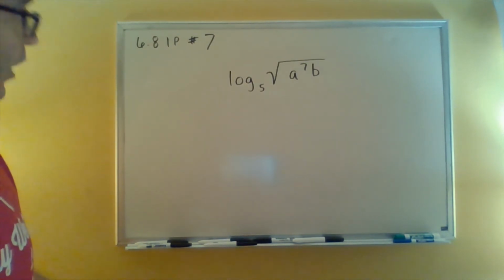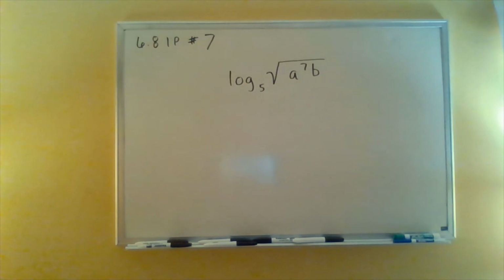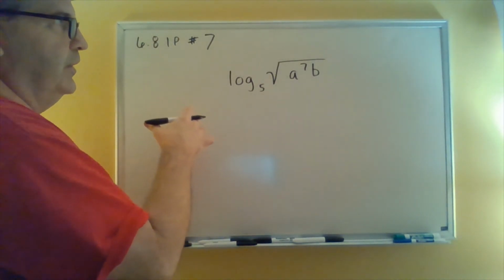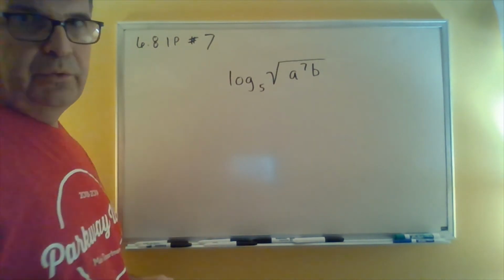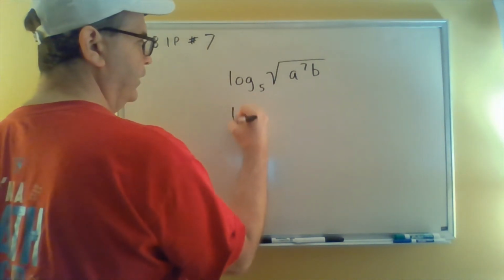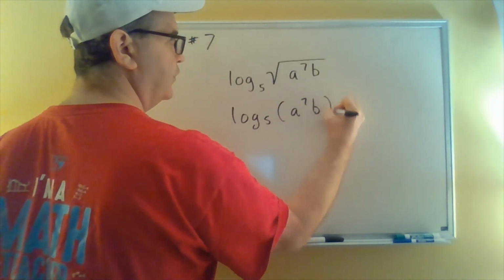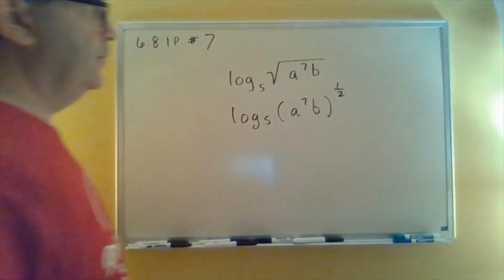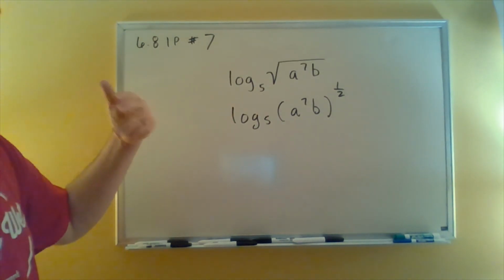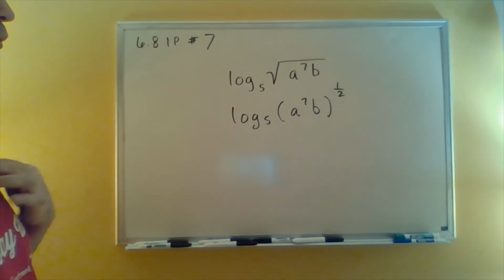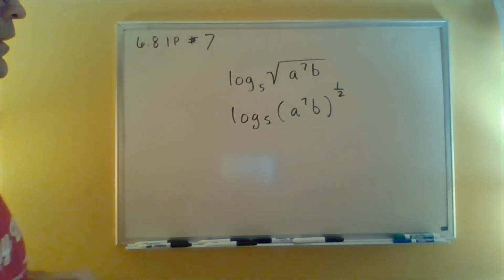Okay, so here is problem number 7. We're dealing with log base 5 of the square root of a to the 7th times b. So we have to go back to earlier algebra days and remember that when we're taking the square root of an expression, we're really going to be raising that expression to the fractional exponent of 1/2. So taking the square root is the equivalent of raising that expression to the exponent of 1/2. So hopefully you remember that from our early algebra days.